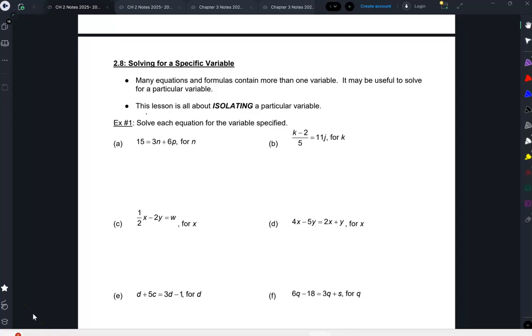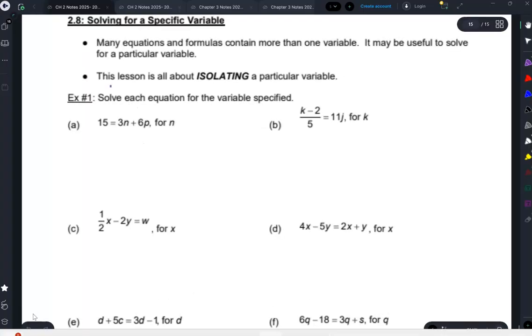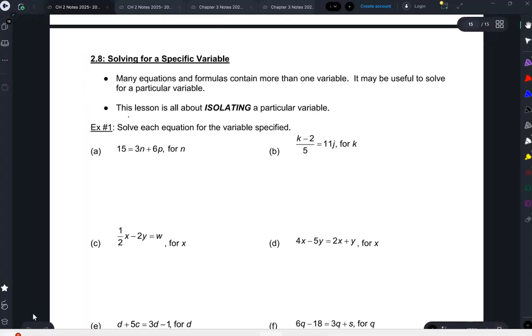In here we're going to solve for a specific variable. You know that many equations and formulas contain more than one variable, right? And sometimes it's useful to solve for a particular variable. We do that by isolating a particular variable. Okay? All right.